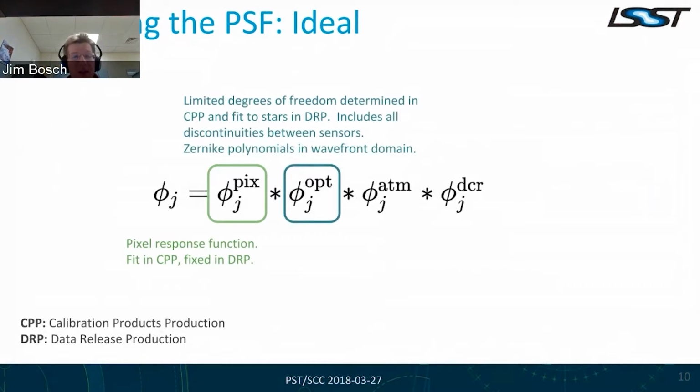The next part is a relatively big part. This is the optical PSF. This is something where we would figure out what a set of limited degrees of freedom are in the calibration products production, and then we would fit only those limited degrees of freedom in the data release processing, the actual pipelines. This would hopefully include all the discontinuities between sensors, because those are basically just focus differences between sensors. We'd like to do this with Zernike polynomials in the wavefront domain, and that's the way the code we're working on works. This is mostly work by Josh Myers.